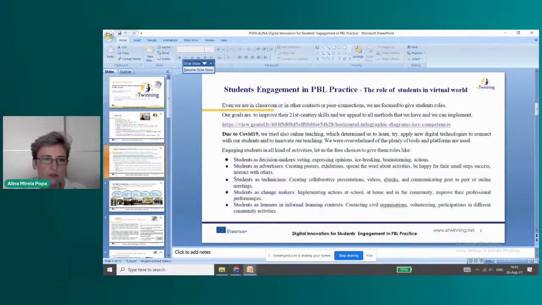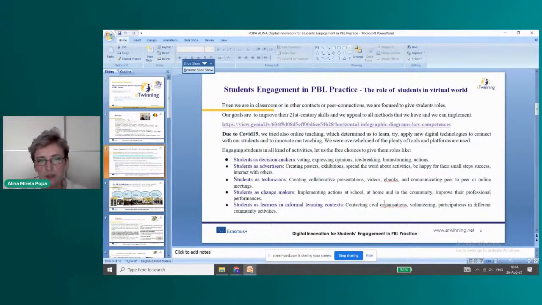Students also can be technicians. In this idea, they use ICT tools to elaborate a lot of digital products, like videos, like presentations, using a lot of diverse tools, or they can create an ebook regarding a theme, or whatever can be homework. They can communicate also online, and they can do products collaboratively.